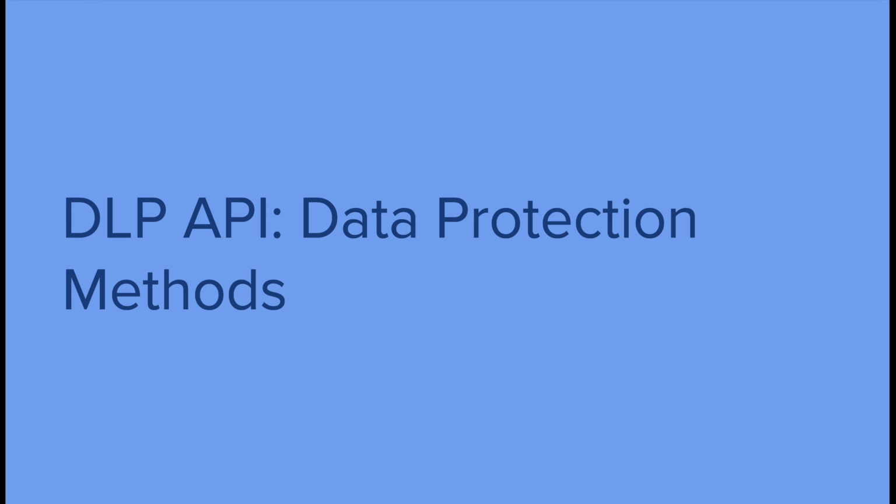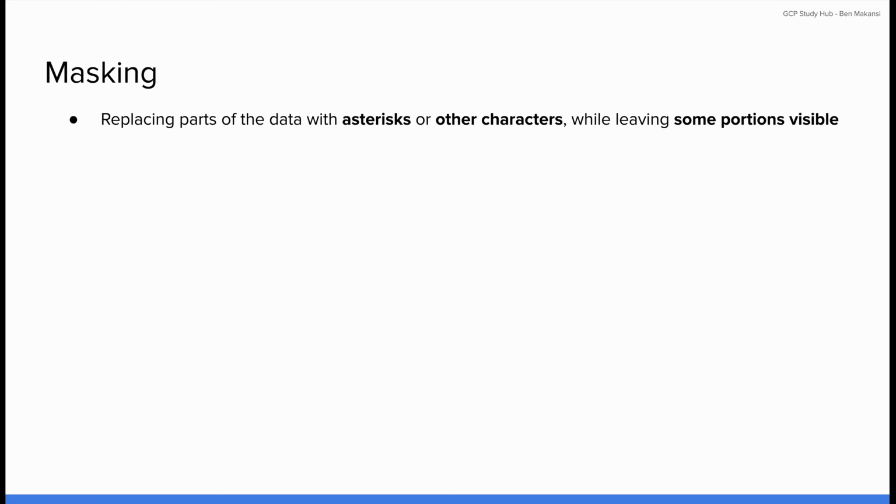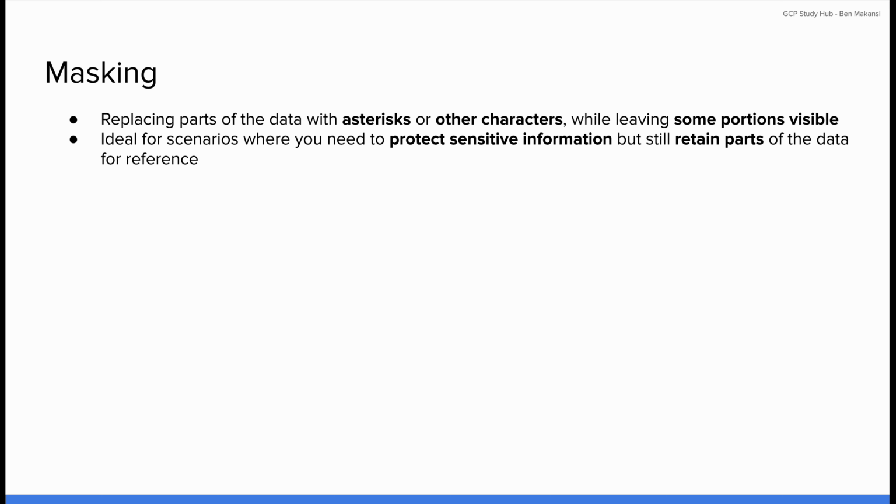Right. In this section, we're going to look at a couple of data protection methods with the DLP API. First, masking. Masking is a method where we replace parts of sensitive data with asterisks or other characters, but we leave some parts visible. This approach is ideal in scenarios where we need to protect sensitive information, but still retain parts of the data for reference. Maintaining this context can be beneficial for analytics and troubleshooting.